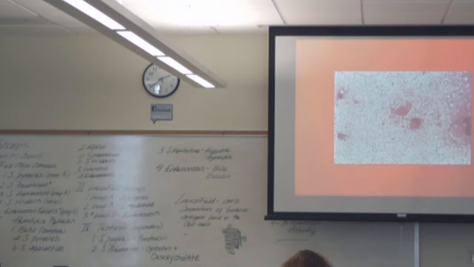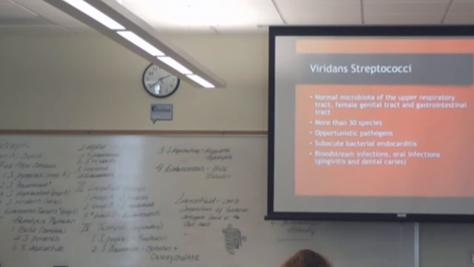All right, Viridans streptococci. These are normal microbiota of the upper respiratory tract. Viridans, usually they have green hemolysis, if they have hemolysis. They're opportunistic pathogens. Usually subacute bacterial endocarditis is what they're going to cause. They're also known for dental infections or gingivitis, oral infections, that type of thing.